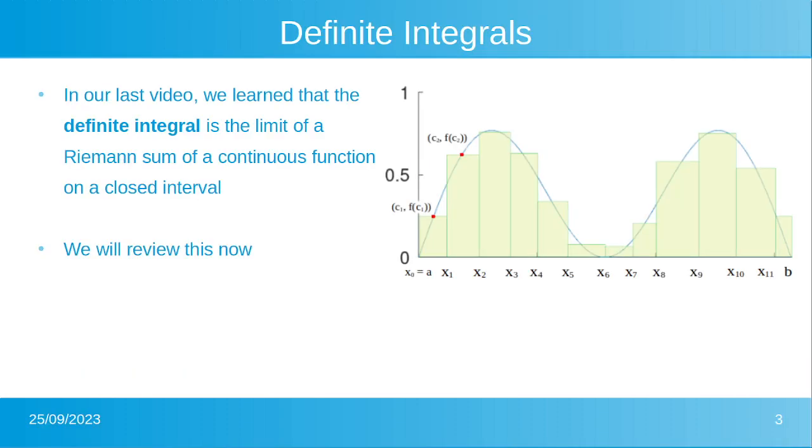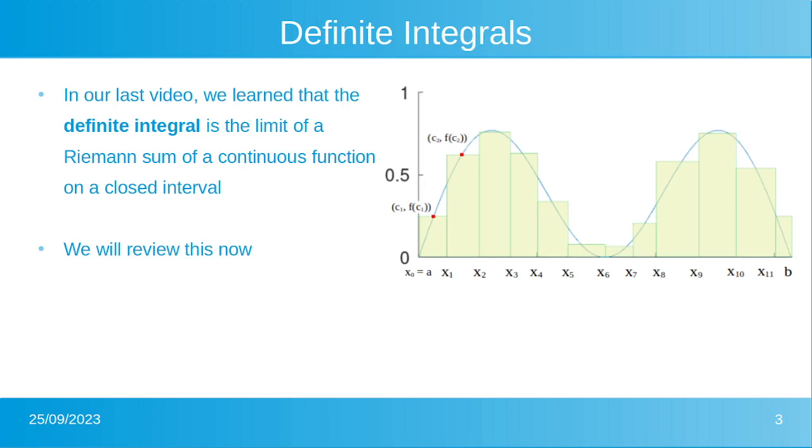So to talk about definite integrals, in our last video we learned that the definite integral is the limit of a Riemann sum of a continuous function on a closed interval. And we'll review this now.